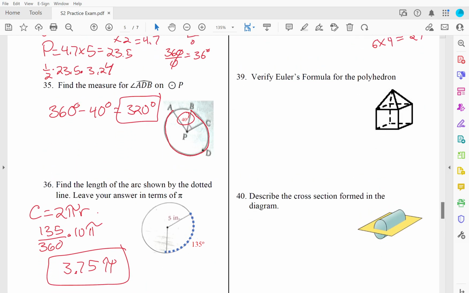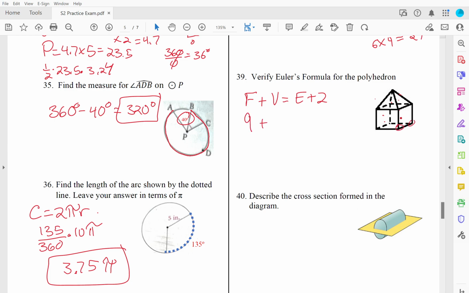Verify Euler's formula. Euler's formula, if you recall, was faces plus vertices equals edges plus 2. So how many faces do we have? We have 1, 2, 3, 4 triangles, and 1, 2, 3, 4 triangles. So that's 8 plus the base is 9.